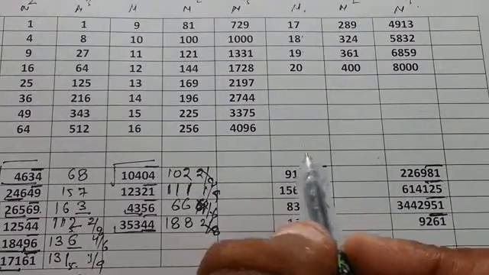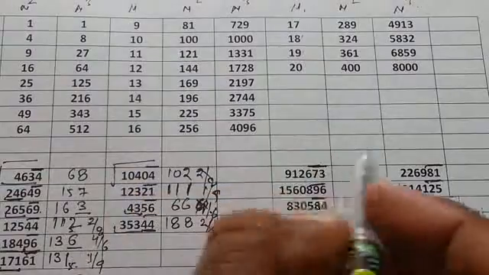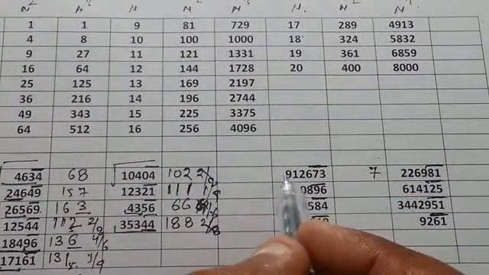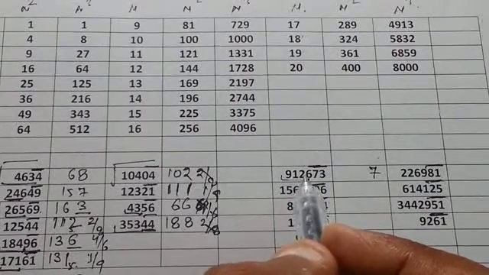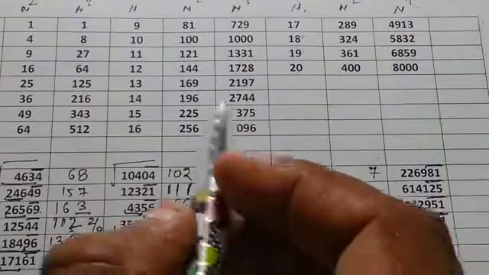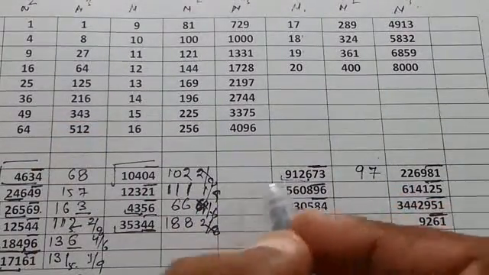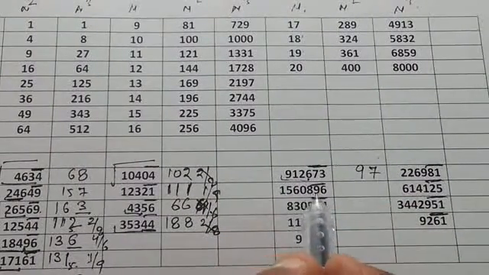That means the unit digit. So the unit digit, we can see, is 7 cube is equal to 343. So the last digit is 7. Now the remaining digits are 912. So 912 is the cube of a number that lies between 9 and 10. So that means the cube root is 97. Correct. Now come to 1560896.